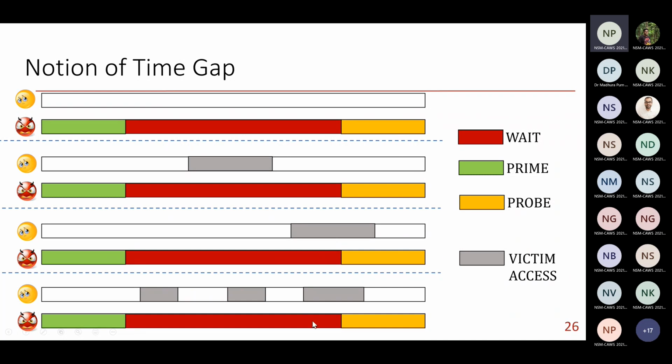So in all these cases, your observation will be noisy. Typically, for the applications that have been attacked so far, a gap of 5,000 to 10,000 cycles is good enough to have a clear distinction between whether the victim has accessed or not. But it's not a rule that you have to follow. Depending on the application, this number may vary.